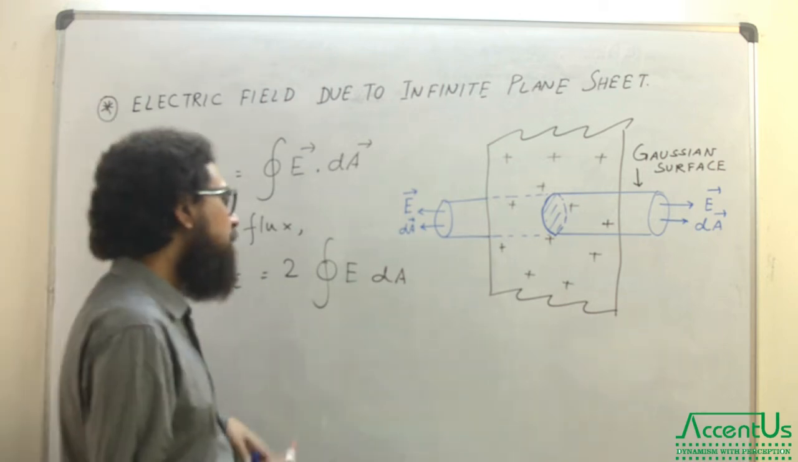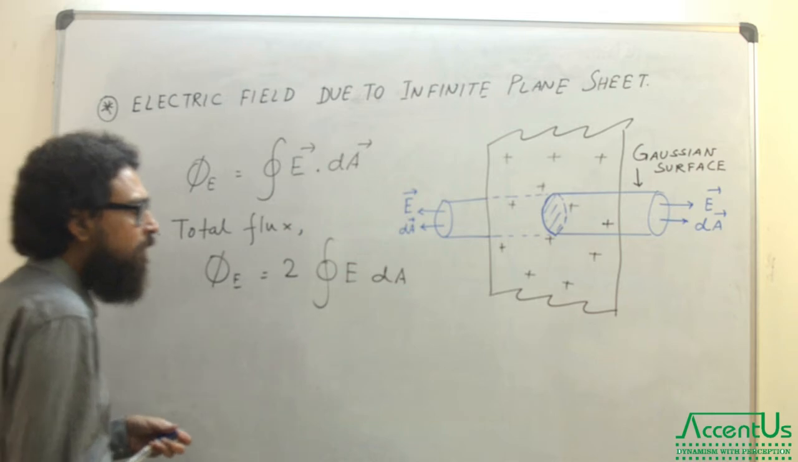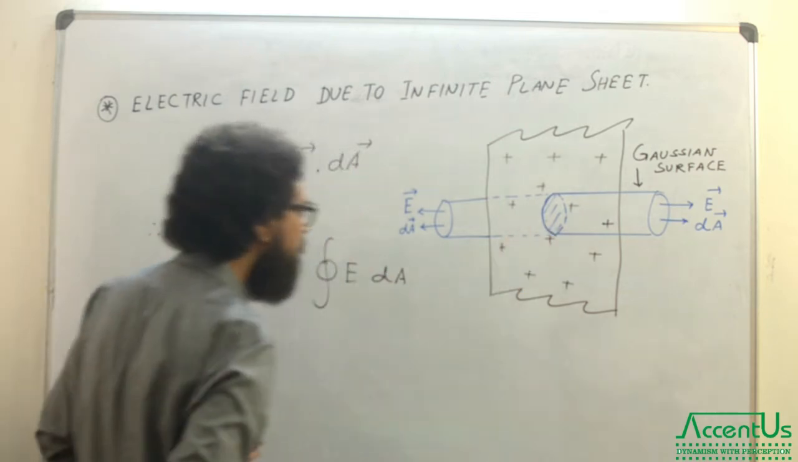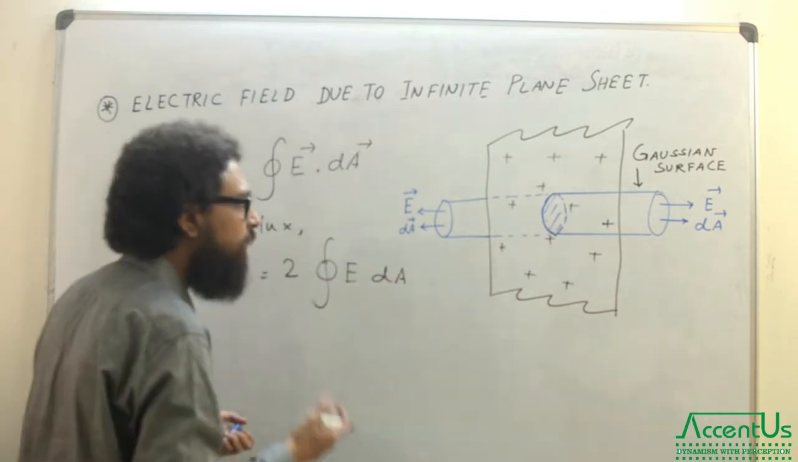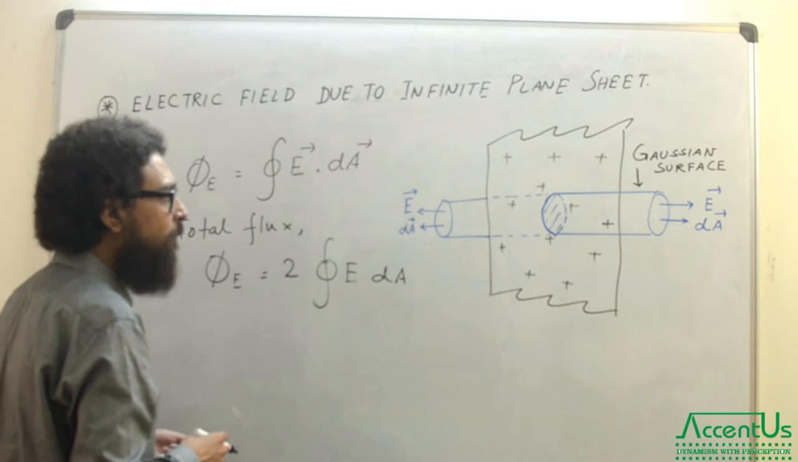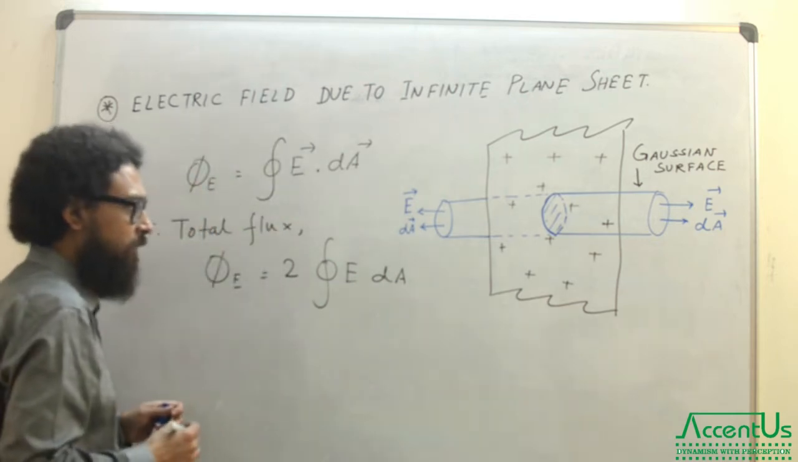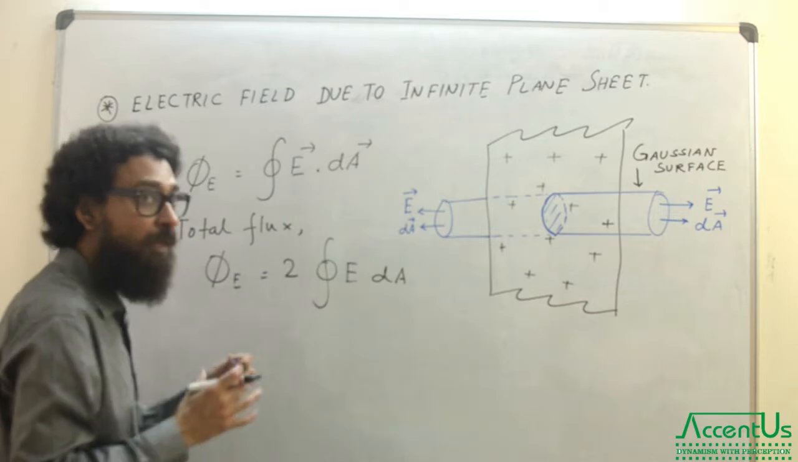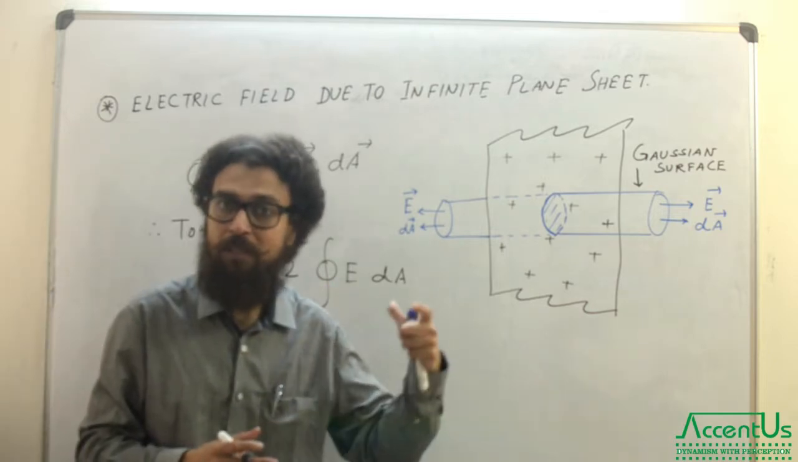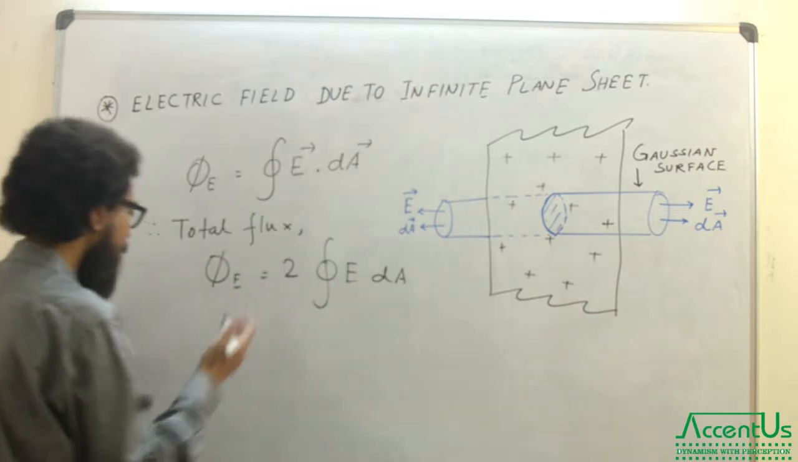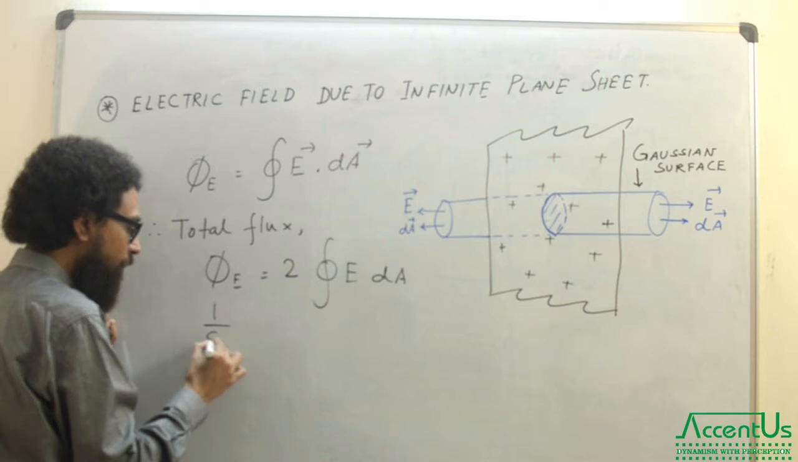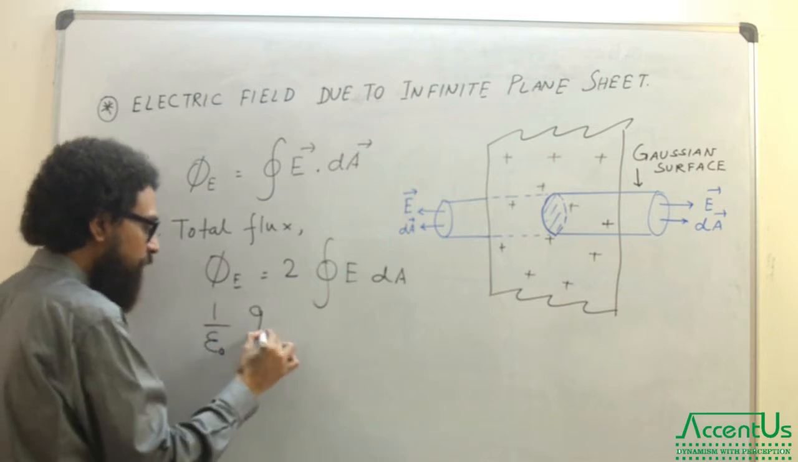Anyways, let us now move. Now E dA, what is dA, and how can we calculate the whole thing? When we want to know what the flux is, the flux is 1 by epsilon naught times the total charge enclosed by the Gaussian surface. Very good. So 1 by epsilon naught times the total charge.